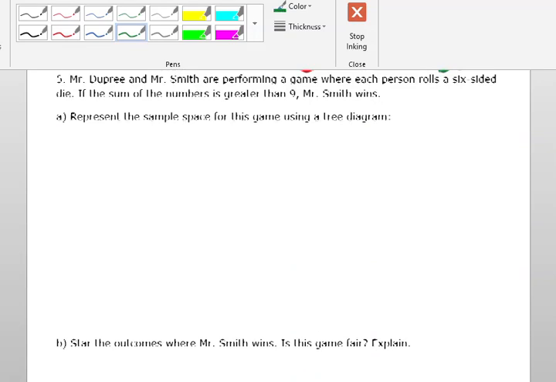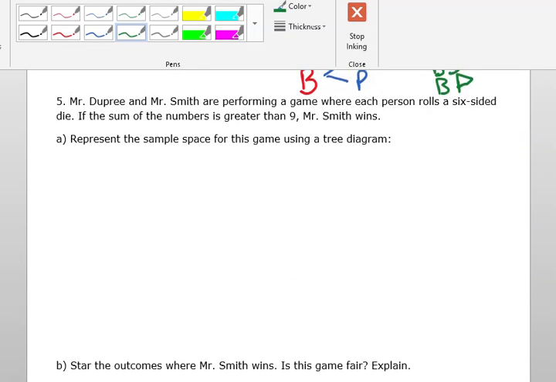Moving on. Mr. Dupree and Mr. Smith are performing a game where each person rolls a 6-sided die. So I have these two people and they're playing this game. If the sum of the numbers is greater than 9, Mr. Smith wins. Represent the sample space for this game using a tree diagram.